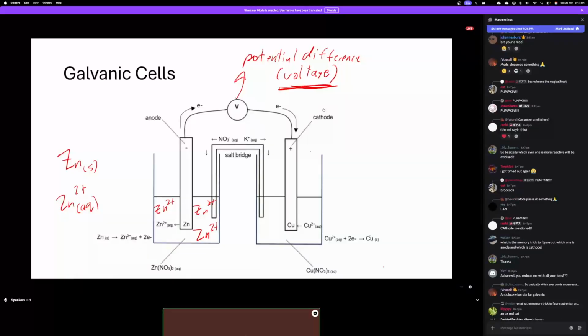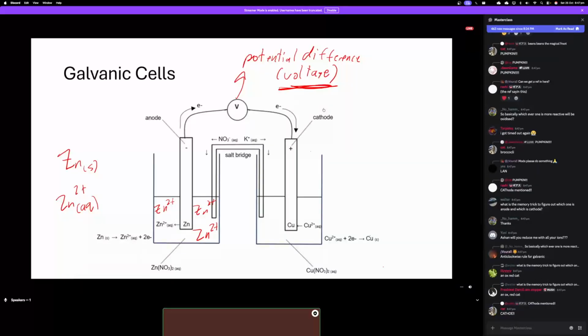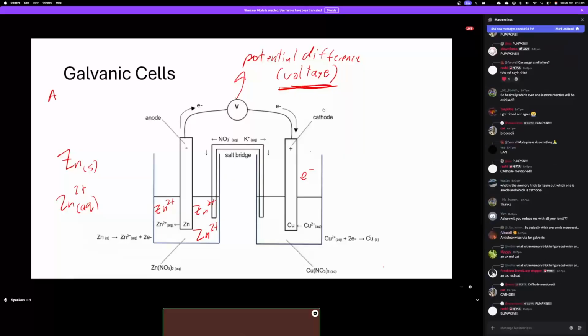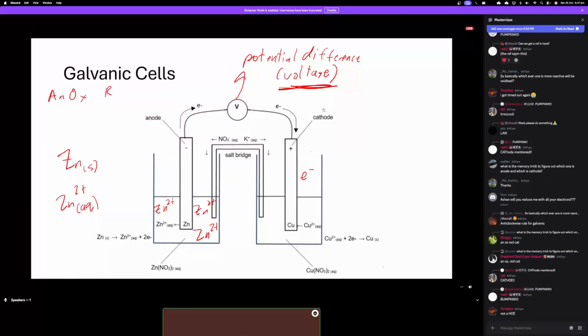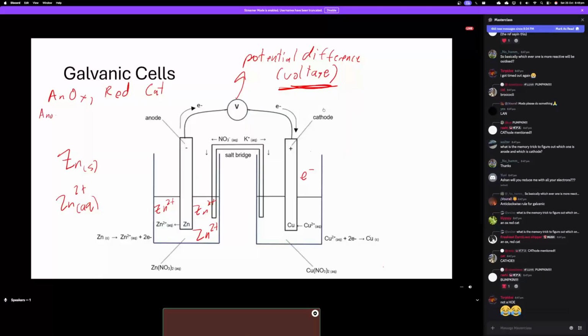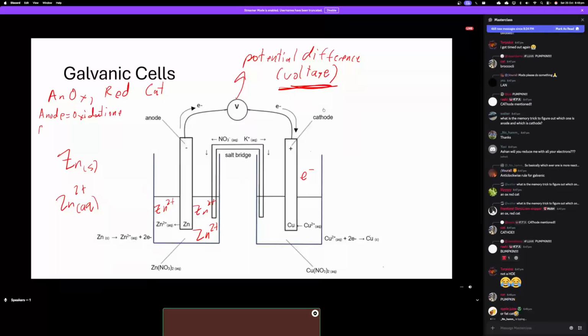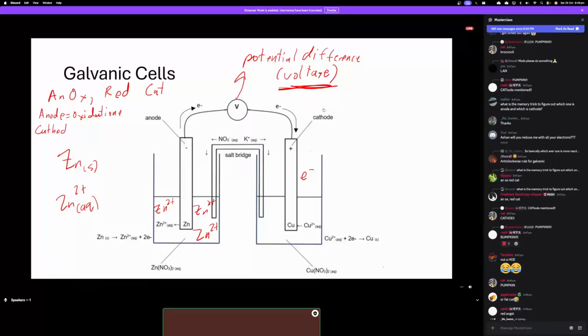So, the electrons here. Yeah, I was actually about to say, if you want to know, here's an ox, red cat. So this is anode. Anode is oxidation, and you have cathode is reduction.